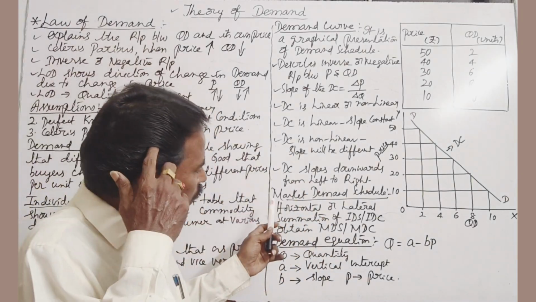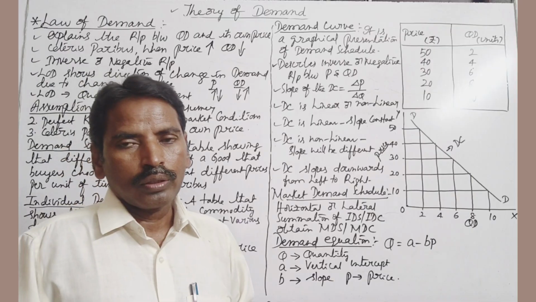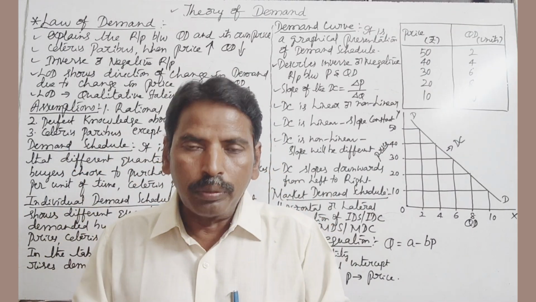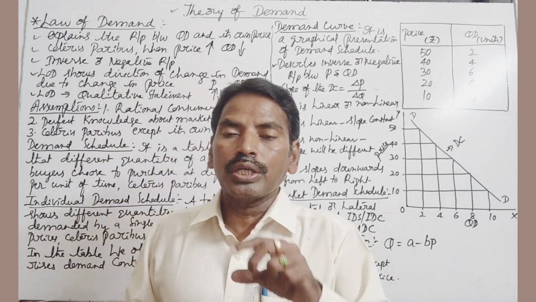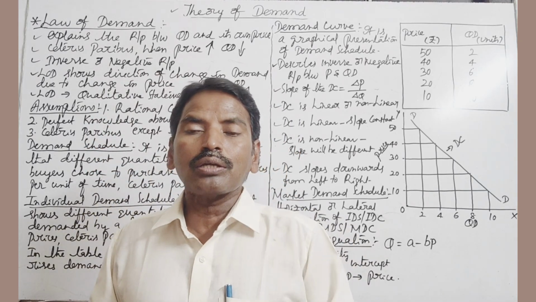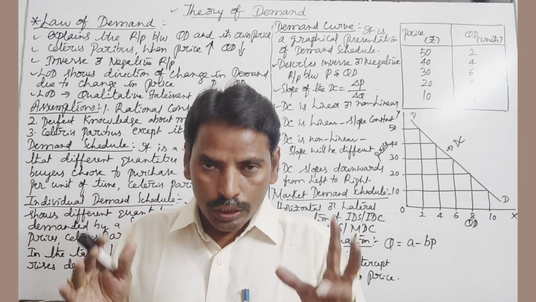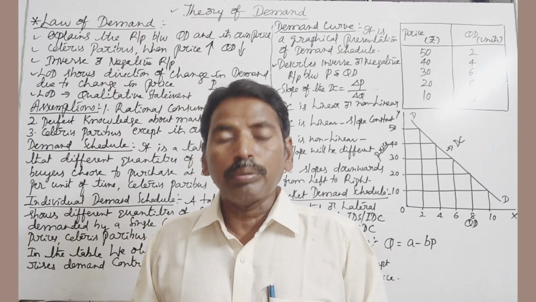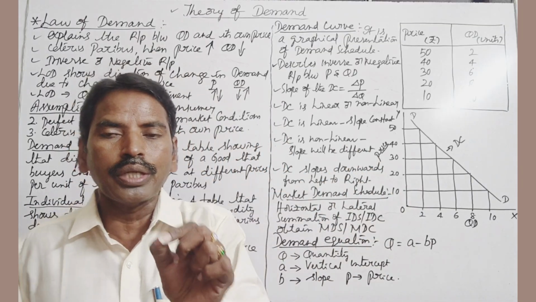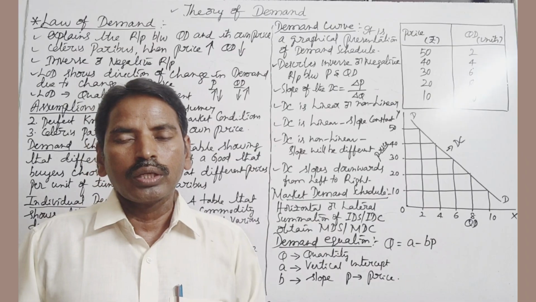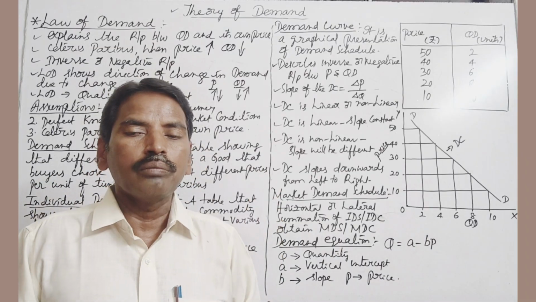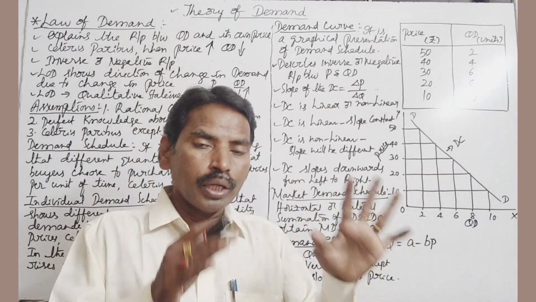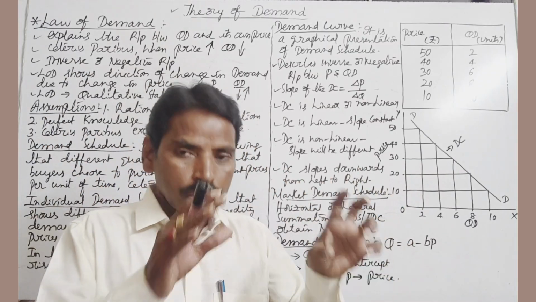Next, the second one is market demand schedule. Market demand schedule is a table showing the various quantities of a commodity that buyers are willing and able to purchase at various prices during a given period of time by more number of consumers. This is known as market demand schedule. How to obtain market demand schedule? By horizontal or lateral summation of individual demand schedules, we obtain market demand schedule.